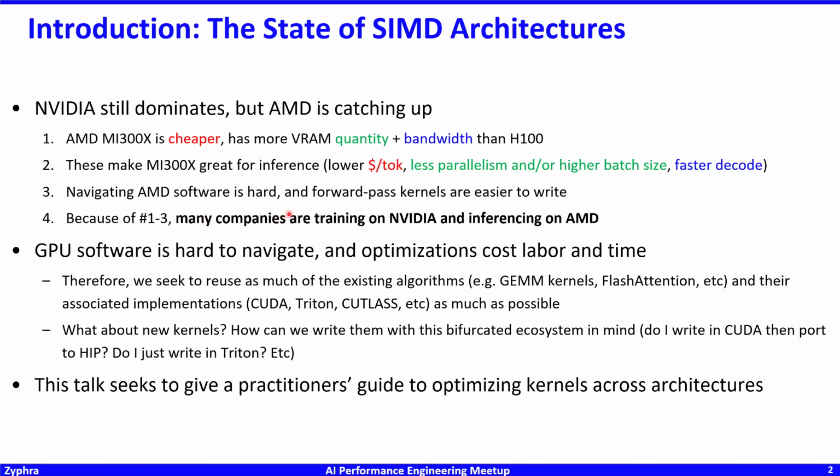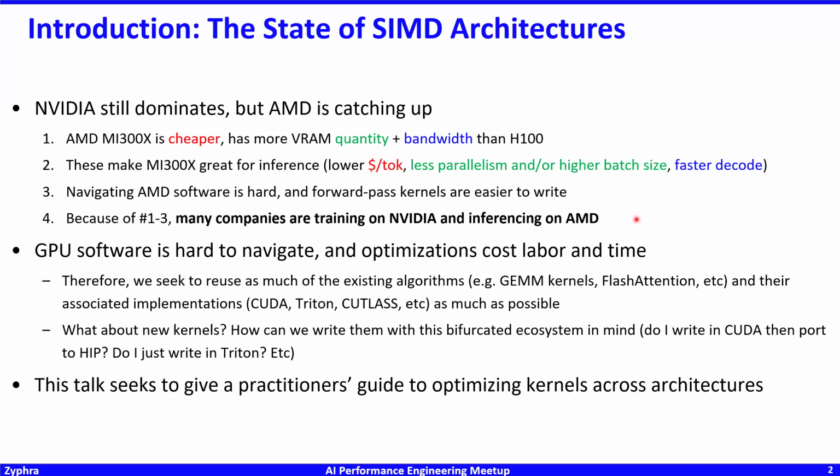Navigating AMD software is hard, and forward pass kernels are a bit easier to write. So forward pass is all that's needed during inference, and then during training, you need both the forward and the backward pass. So writing the forward pass kernel is a bit easier. So it sort of solidifies this inference on AMD regime, which I discussed earlier. And because of these 1 through 3, a lot of these companies are doing NVIDIA and then AMD.